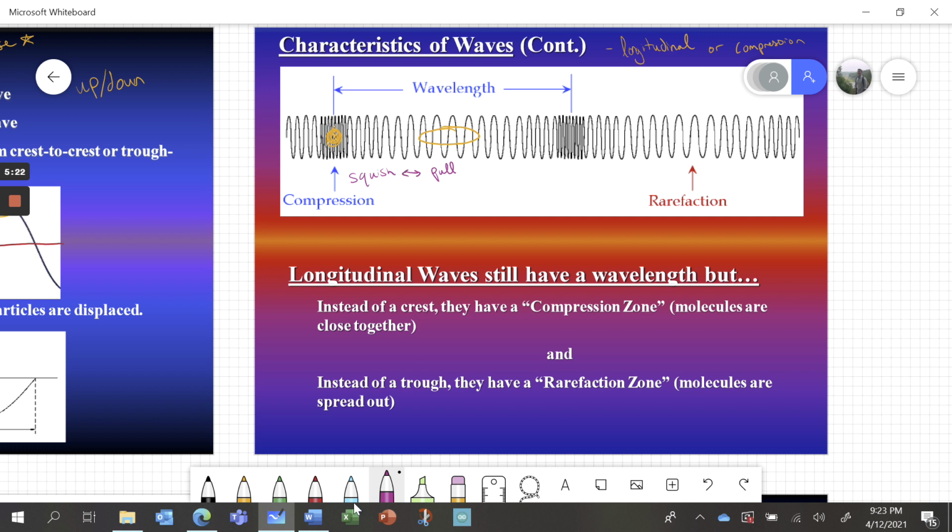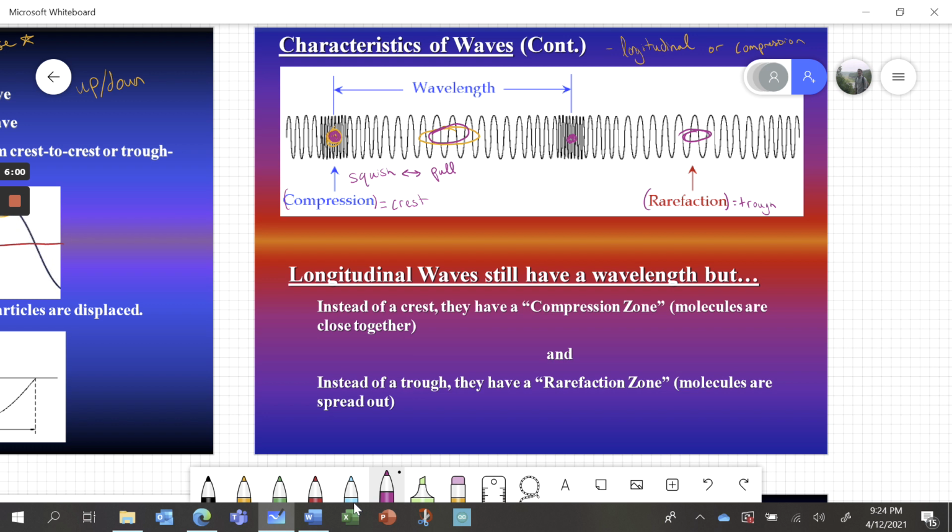Squish, pull. Okay, the squish zones, the compression zones, like this place right here and this place right here, those are called compression zones. Those are equivalent to a crest. You can think about them as crests. They're the places with the most energy. The rarefaction, this area and this area, you can think about these as the trough.